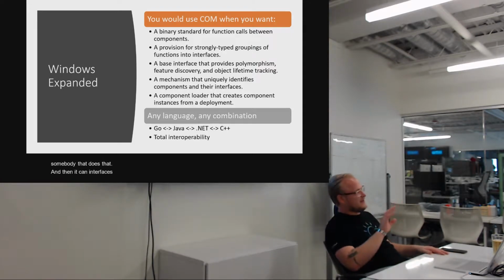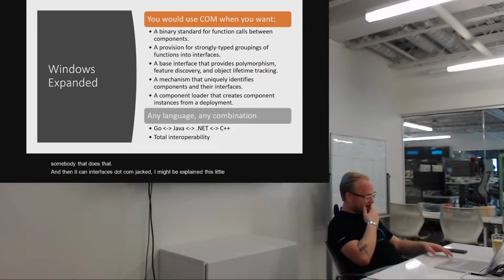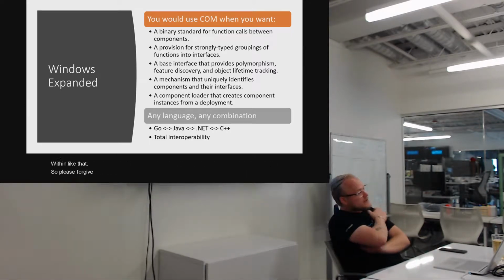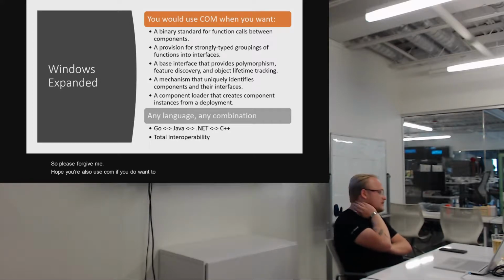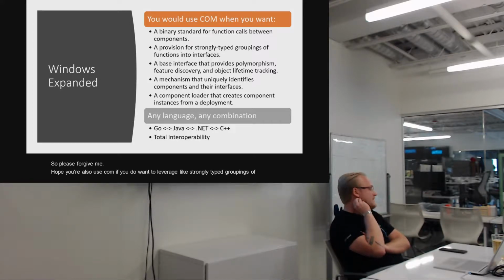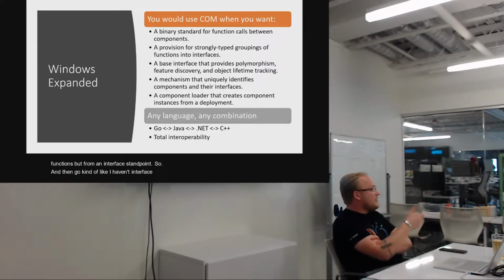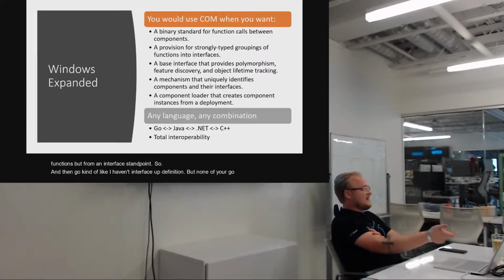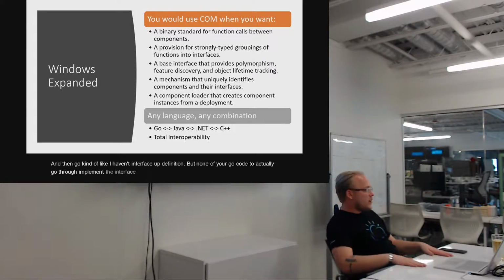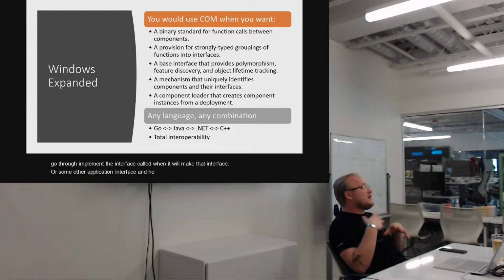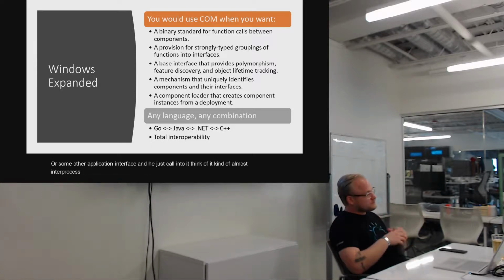And I might be explaining this a little bit wrong. It's been a long time since I've worked with them like that, so please forgive me. You would also use COM if you want to leverage strongly typed groupings of functions, but from an interface standpoint. So think of it in Go kind of like, "Hey, I have an interface definition, but none of your Go code actually goes through and implements that interface." COM would implement that interface, or some other application would implement that interface, then you can just call into it. Think of it almost like inter-process RPC, but not quite.